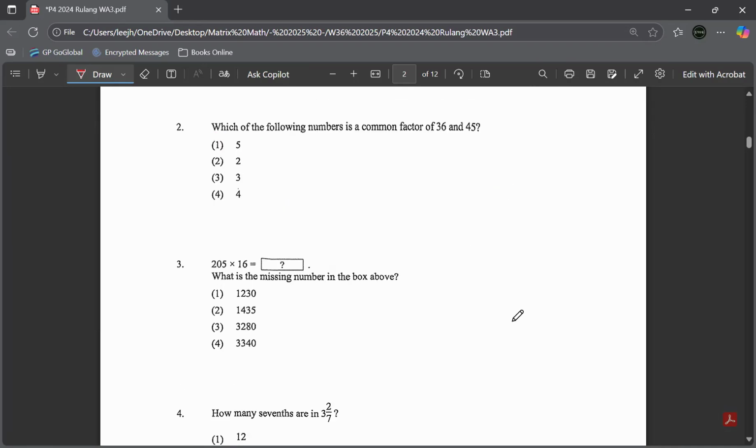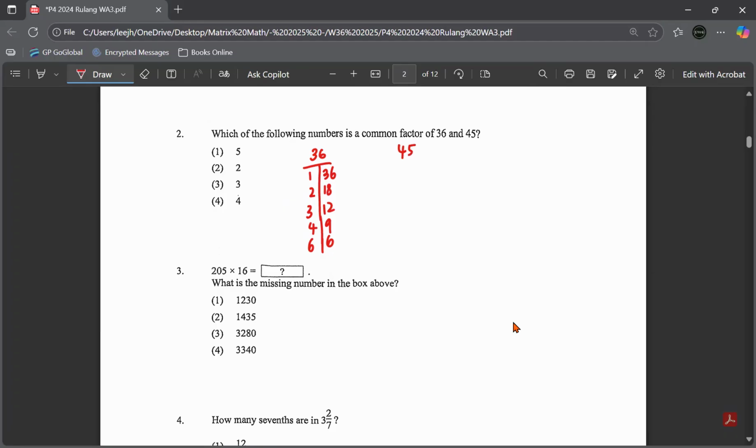Question 2. Which of the following numbers is a common factor of 36 and 45? If you don't know, list out the factors of 36. So 1 and 36, 2 and 18, 3 and 12, then 4 and 9, and the last one is 6 and 6. Now look at the factors of 45. It will always be 1 and the number, 1 and 45. Then 2 cannot, so it's 3 and 15, and 5 and 9.